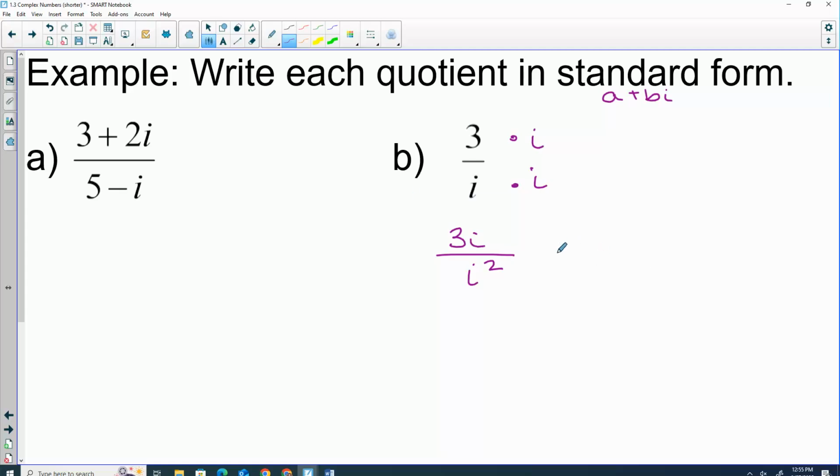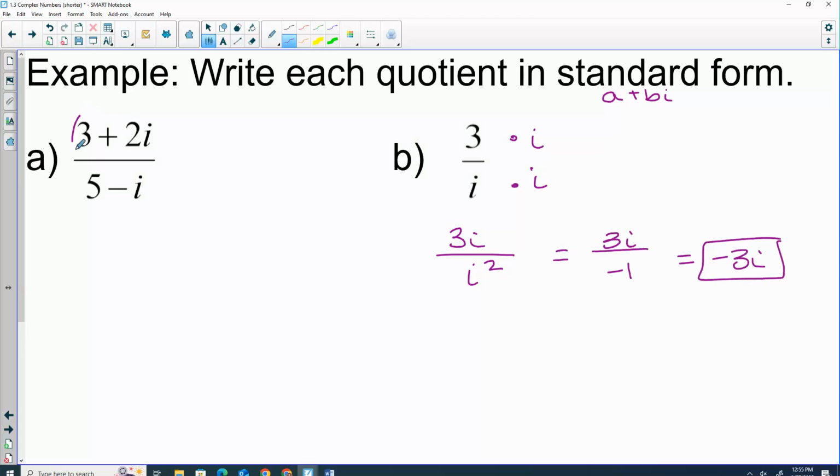All right, what would I do now? Yep, i squared is negative 1, and we get negative 3i. So always get your i off the denominator.